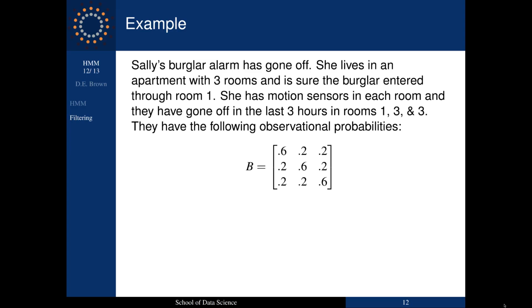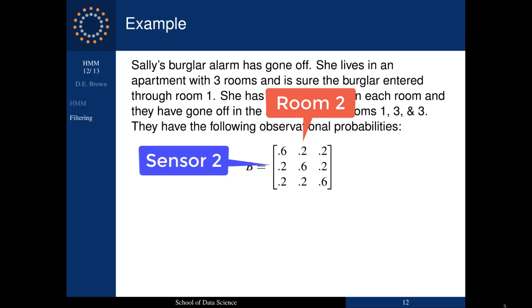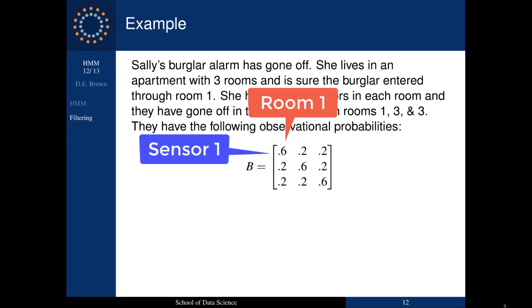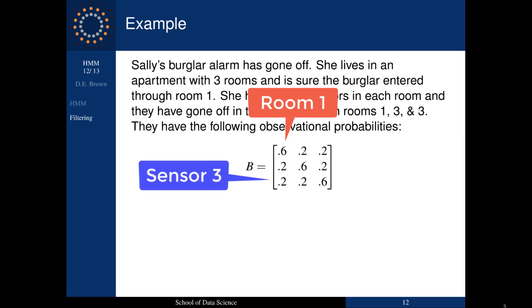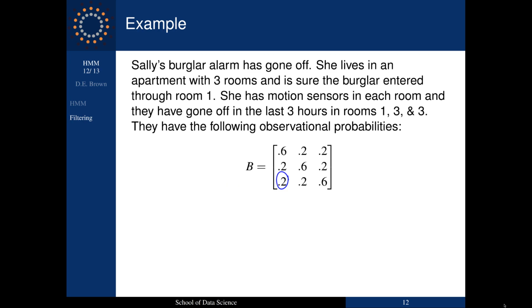So this is giving us the probability that, given that we are in room 1, the sensor 1 has gone off, the probability that we're in room 2, the likelihood that sensor 2 has gone off, and so forth. If we're in room 1, the probability that sensor 1 has gone off is 0.6. If we're in room 1, the probability that the sensor in room 2 has gone off is 0.2. And in a similar fashion, if we're in room 1, the probability that the sensor in room 3 has gone off is 0.2. This gives us the observational matrix for this particular problem.